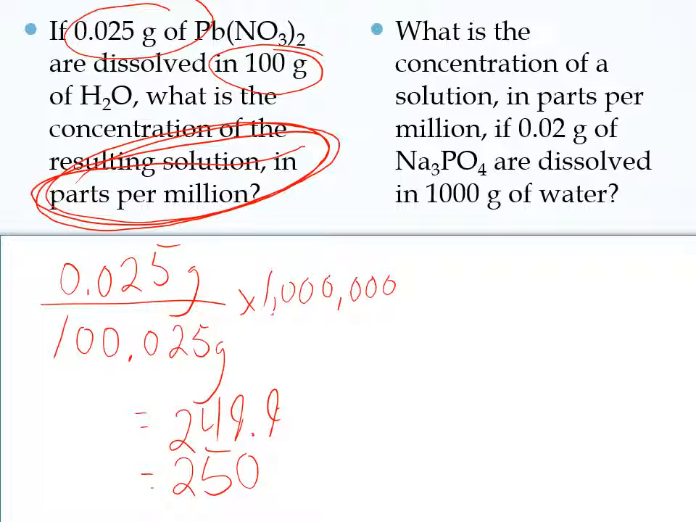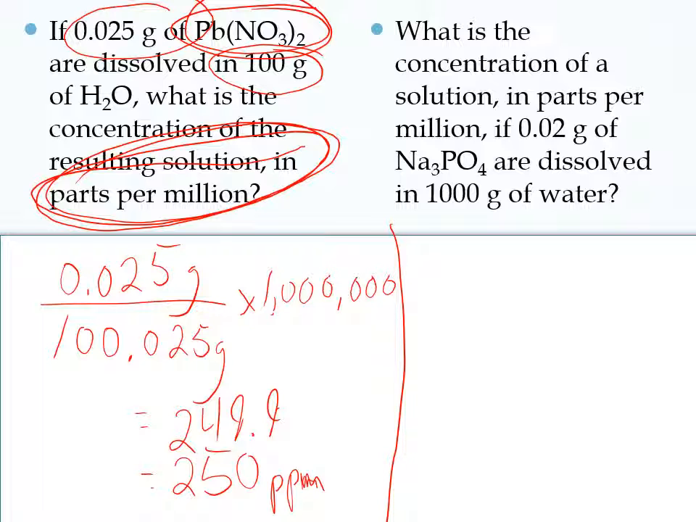That means if we mix these things together, the 0.025 grams of lead nitrate with 100 grams of water, and then we took the whole solution and cut it up somehow into 1 million equal little pieces, 250 of those million pieces would be this stuff, the solute, the lead nitrate. So 250 parts per million, or ppm, is our answer there.